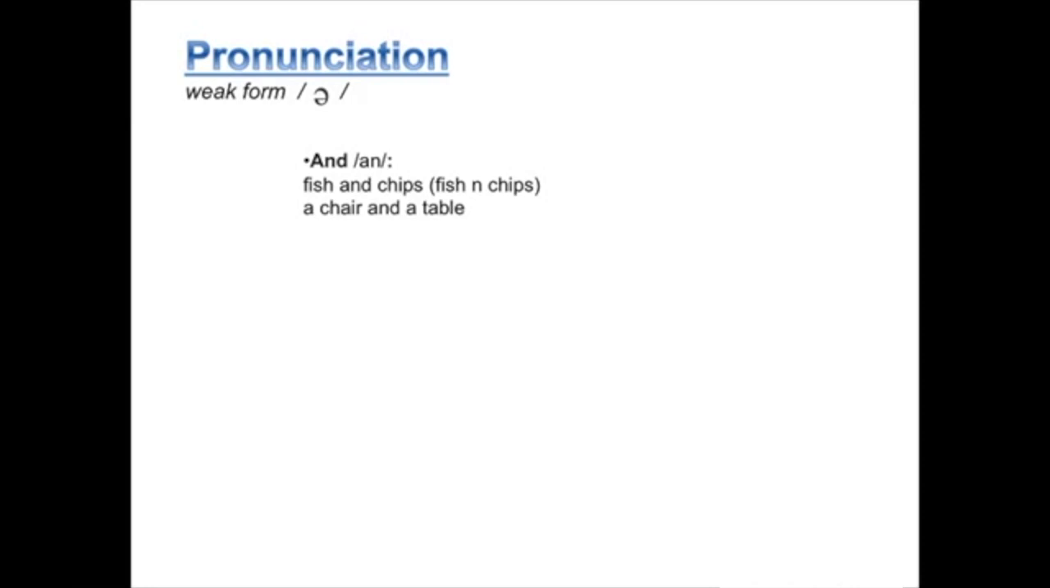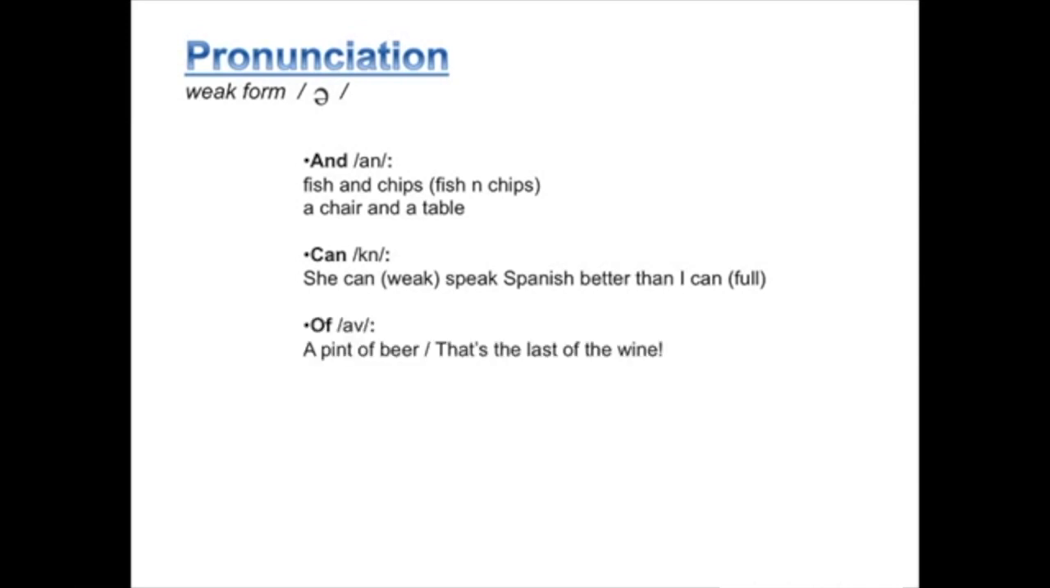And a chair and a table becomes a chair and a table. Can becomes kun. So she can speak Spanish better than I can would be she can speak Spanish better than I can. She can speak is the weak form. Of becomes of. So a pint of beer becomes a pint of beer. And that's the last of the wine becomes that's the last of the wine.